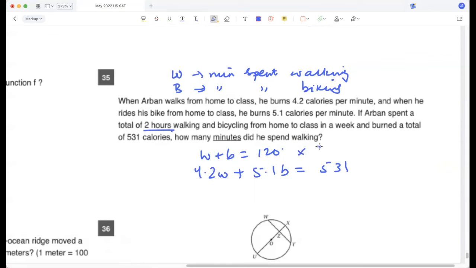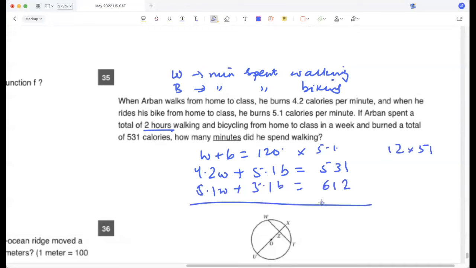So let's multiply this by 5.1. So 5.1W plus 5.1B is 12 into 51. 12 into 1, 12, carry 1, 6, 1. Okay, and then we subtract the 2. So we get 0.9W is 81. So W is 81 by 0.9, which is 90 minutes.